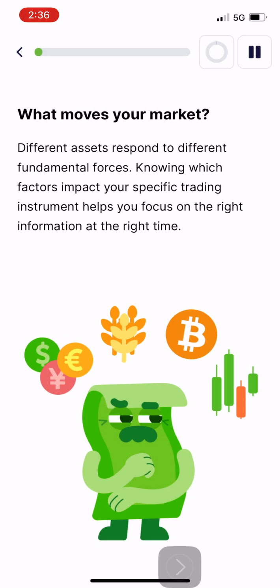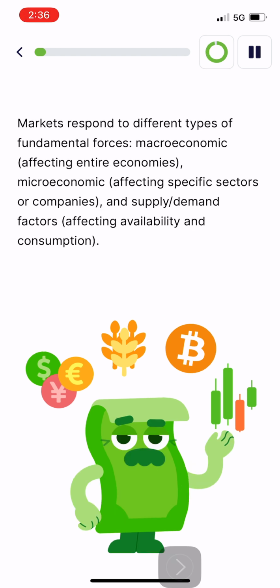What moves your market? Different assets respond to different fundamental forces. Knowing which factors impact your specific trading instrument helps you focus on the right information at the right time. Markets respond to different types of fundamental forces: macroeconomic, affecting entire economies; microeconomic, affecting specific sectors or companies; and supply-demand factors, affecting availability and consumption.